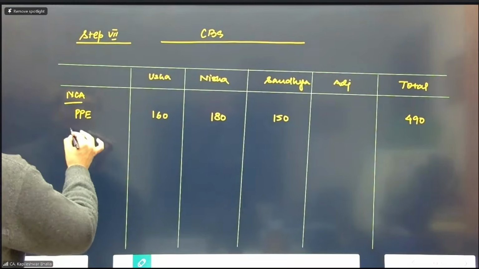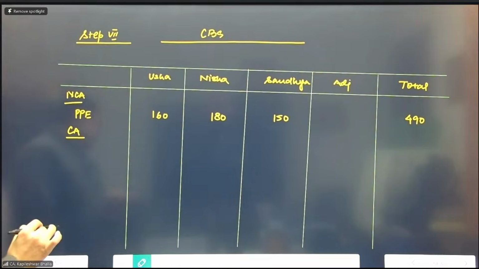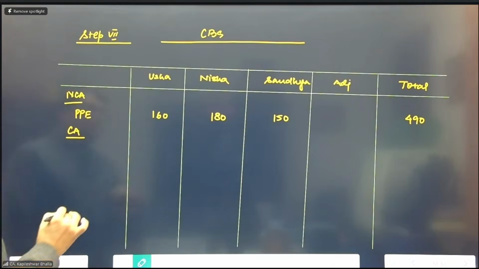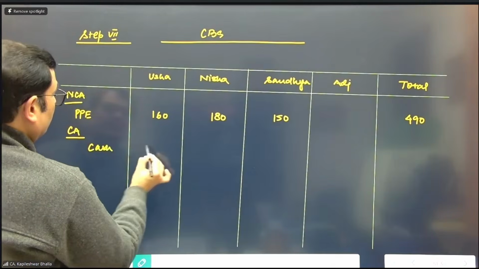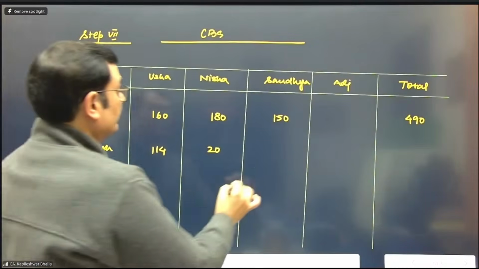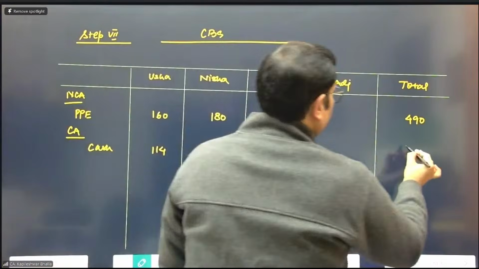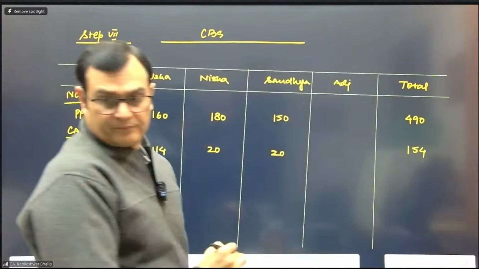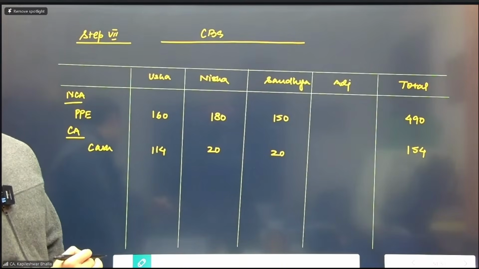Then we are given the current assets. And that's cash 114, 20, and this is again 20. So no adjustments, 154. Then next we are given the bills receivable.